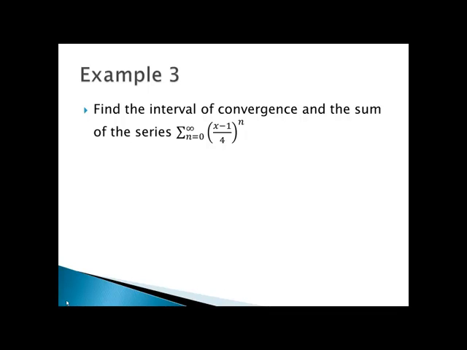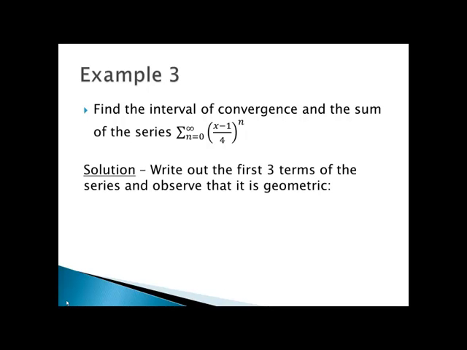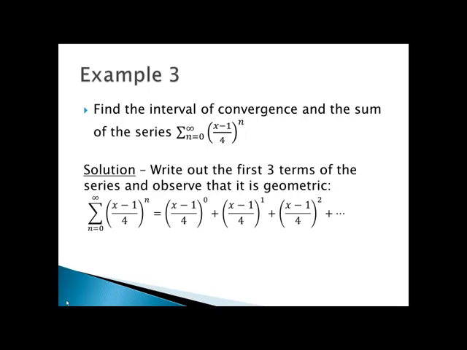Example 3, I'm asked to find the interval of convergence, and this time the sum of the series from 0 to infinity of x minus 1 divided by 4, that quantity to the n power. I'll start by writing out the first 3 terms of the series and observe that it is geometric. My first term is x minus 1 over 4 to the 0, then x minus 1 over 4 to the first, x minus 1 over 4 to the second, and so on.